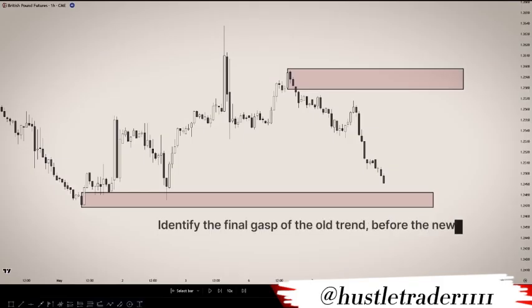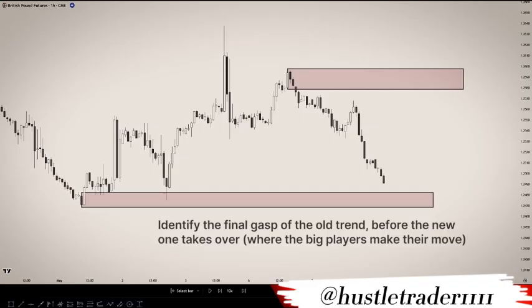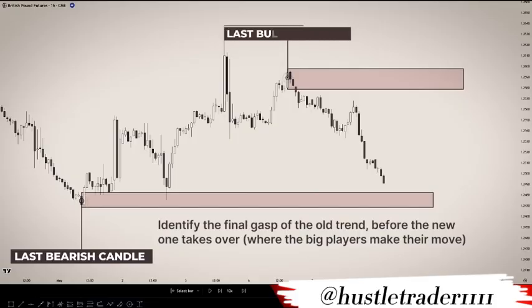It's the final gasp of the old trend before the new one takes over. This is where the big players make their move. You're looking for the last candle before the reversal. In a bullish scenario, it's often the last red candle before a string of green ones. For bearish setups, it's the last green one before the red candles take over.